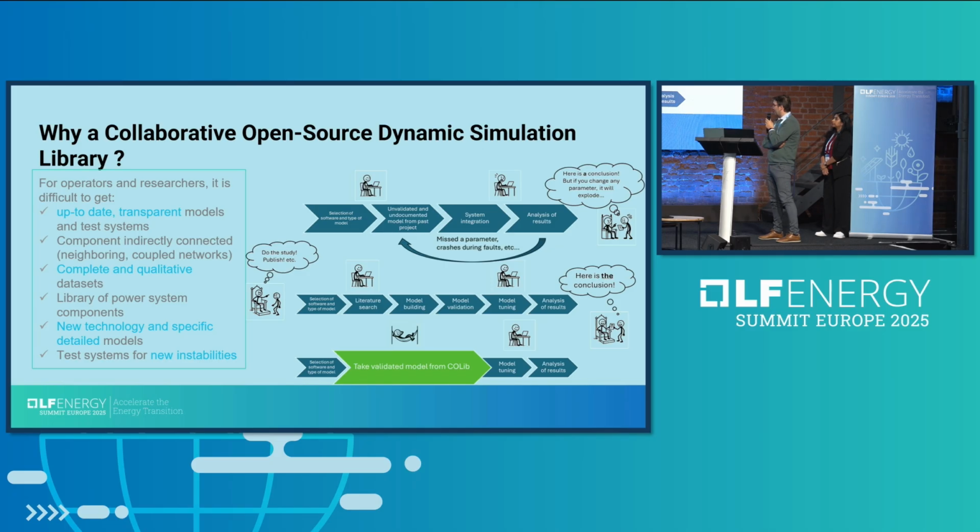So COLib, from my experience, would be something that could facilitate these first steps. You find a validated model, well documented, with some good data sets, and you do a little bit of tuning, and eventually you come back with the results.